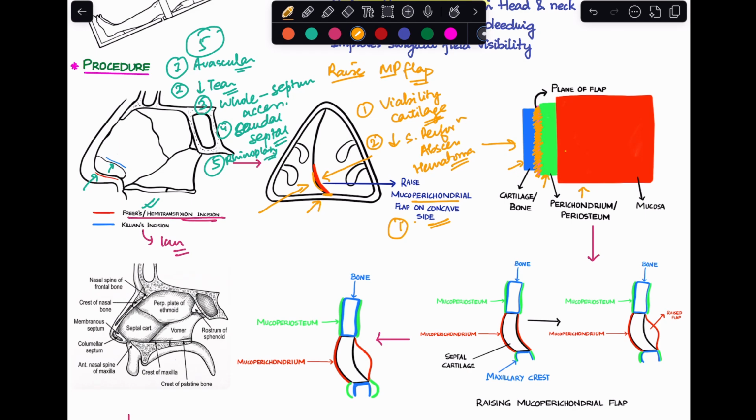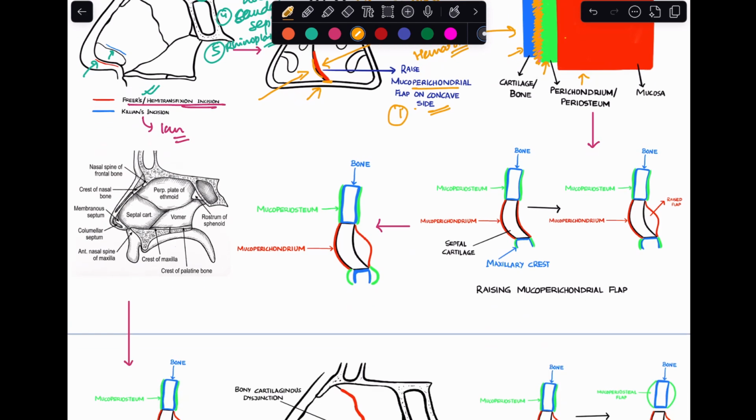Now, what would be the extent of the flap elevation? Let's look over here. This is what our raised flap will look like. If you look at the image over here, this is the septal cartilage. These are the bones. This is the bone on the floor of the nasal cavity. And we have raised the flap on the concave side of the deviation.